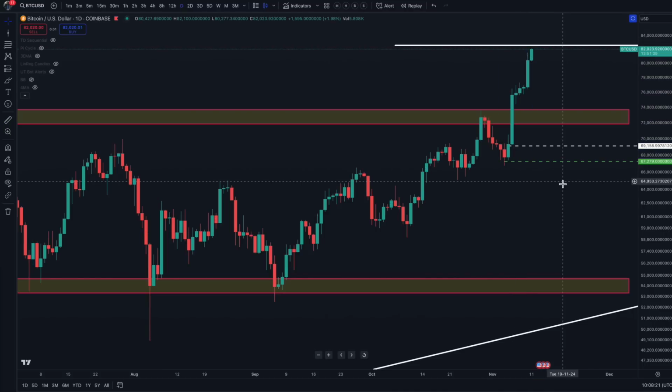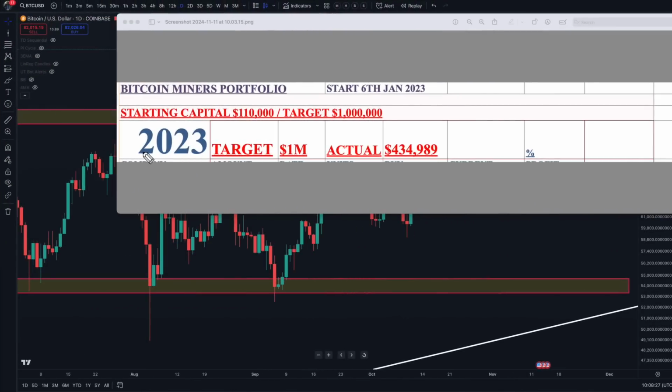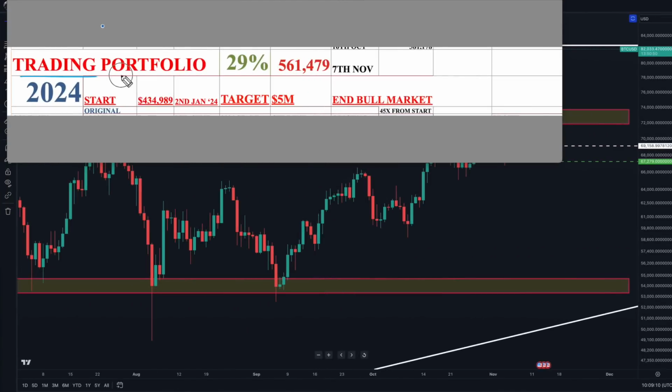And we run a private members section here. And there what we do is we're running the Bitcoin miners portfolio, which we started on the 6th of January with around $100,000. And that at the end of 2023 had reached $434,000. And we use this money to activate a trading portfolio with the Bitcoin miners. And that trading portfolio from the beginning of 2024 is already at the close of play last week on the 7th of November was up by 29%.